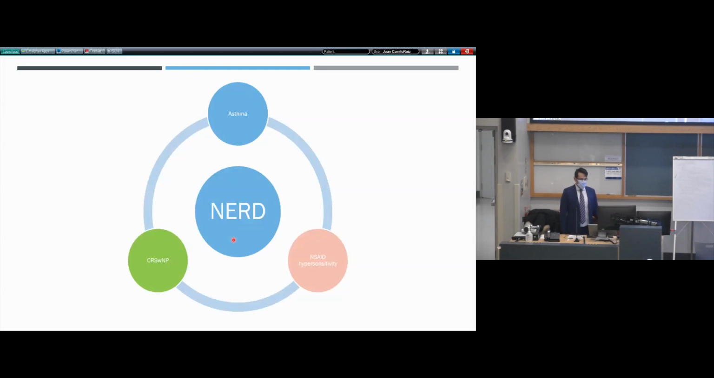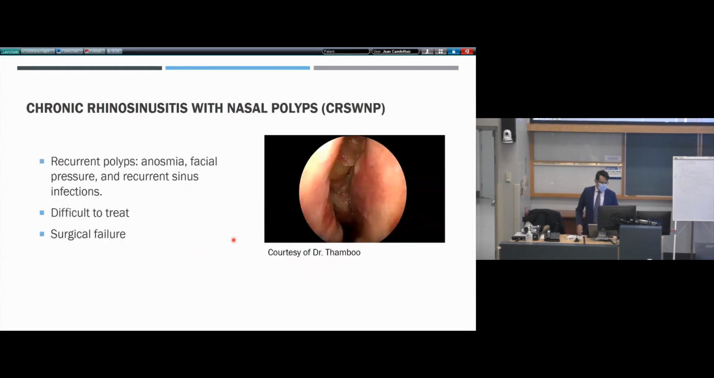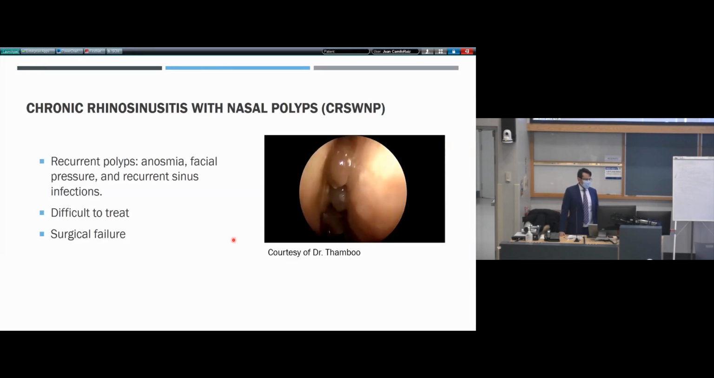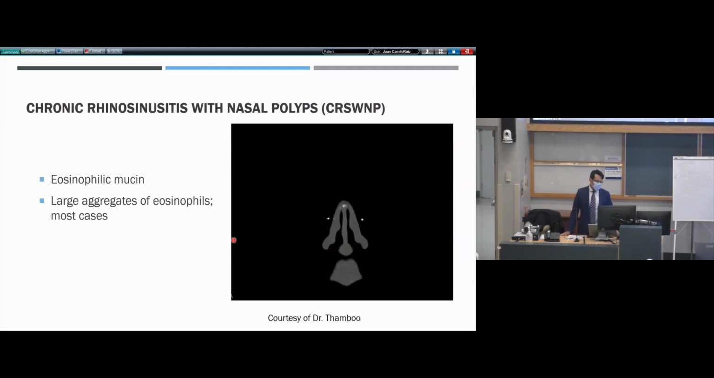What about the nasal polyposis? How does that present? So here, that's a video of a rhinoscope looking at all the different polyps. They usually present with anosmia, facial pressure, a lot of facial pain and sinus infections. They're quite difficult to treat and require multiple surgeries. And a lot of times they'll require multiple visits to the OR.